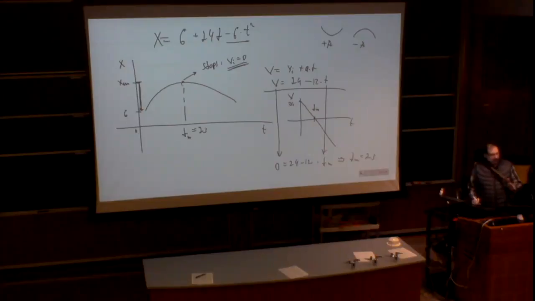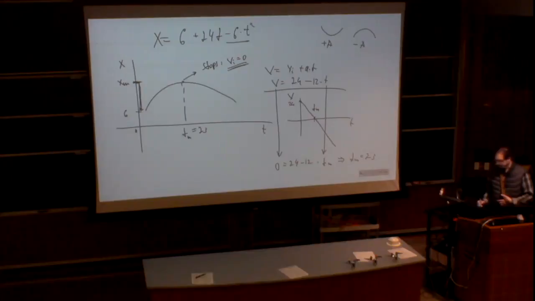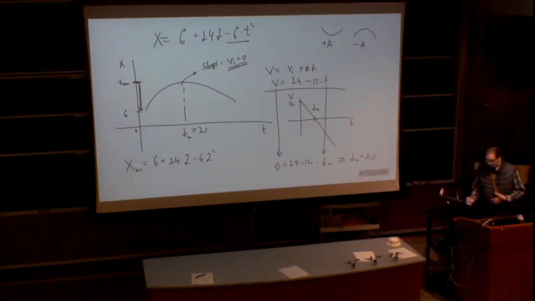And now we can calculate this position. That's maximum to the right. It should be equal to 6 plus 24 times 2 seconds minus 6 times 2 squared. What's happening after? Well, after it travels back, and if time keeps running infinitely, eventually it goes through the origin and flies away to the left.